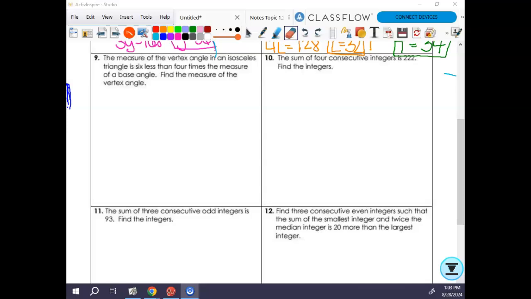Okay, so here we are. Get rid of that. And we're on number 9. The measure of the vertex angle in an isosceles triangle.